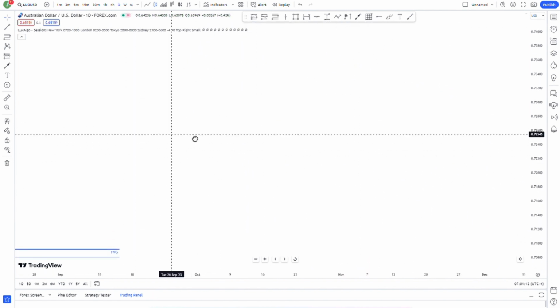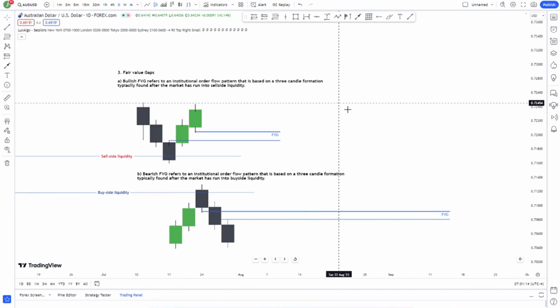Now we also have fair value gaps. We have two types of fair value gaps. We have a bullish fair value gap, which refers to an institutional order flow pattern that is based on a 3-candle formation typically found after the market has run into sell-side liquidity.